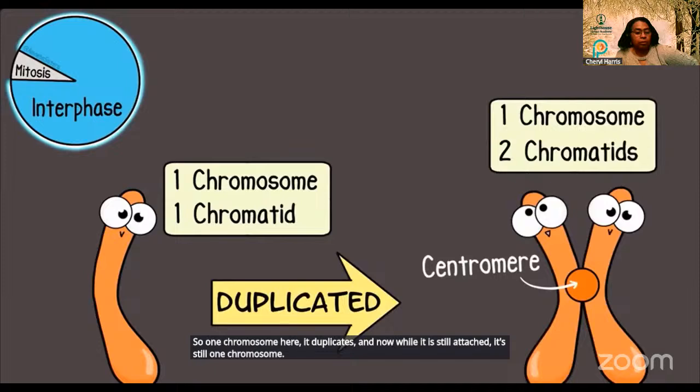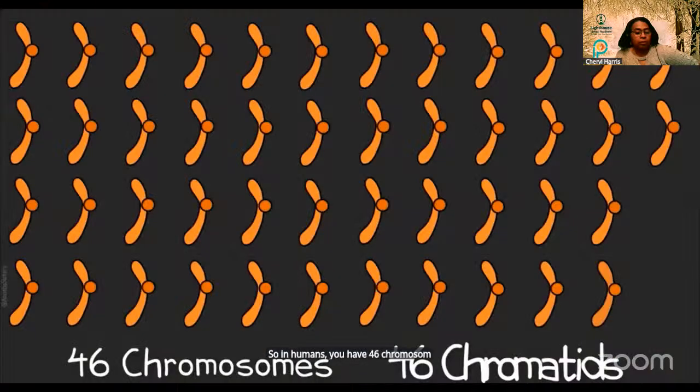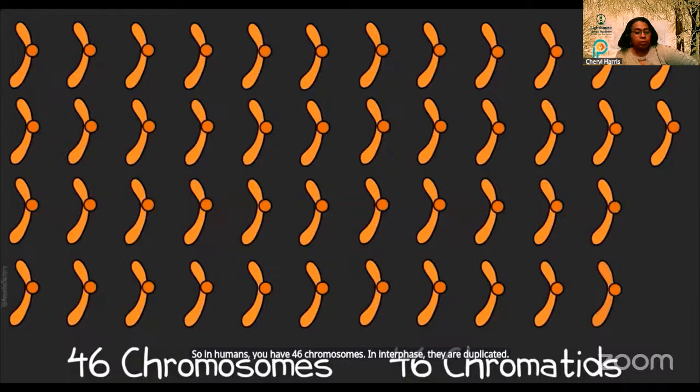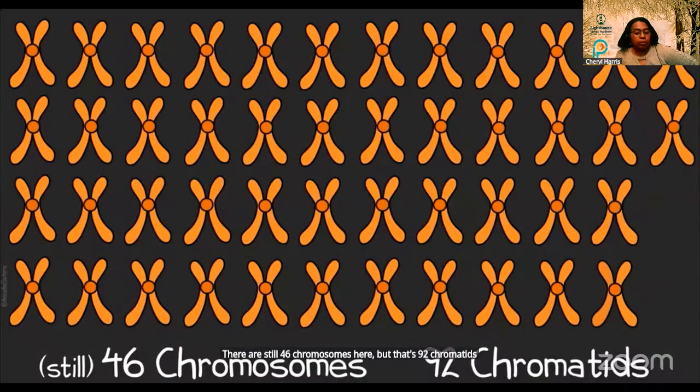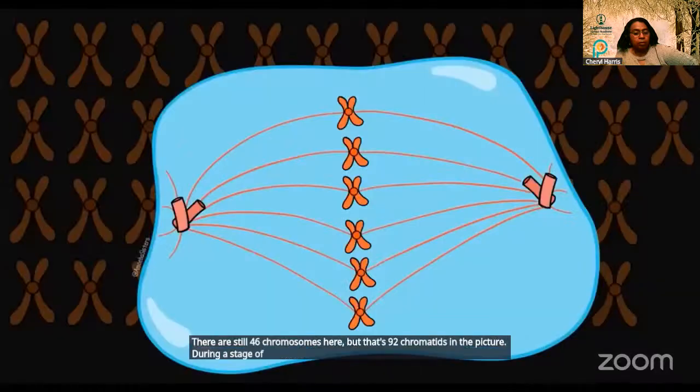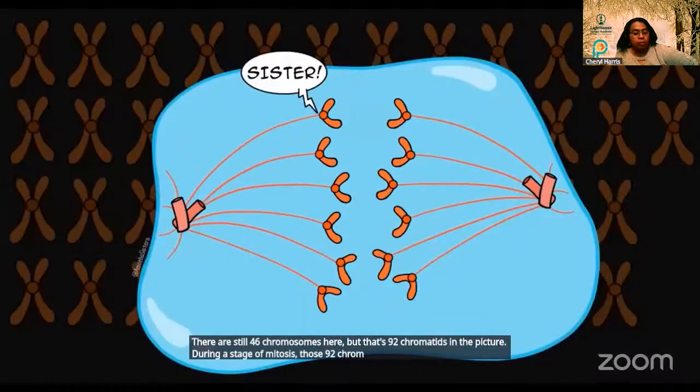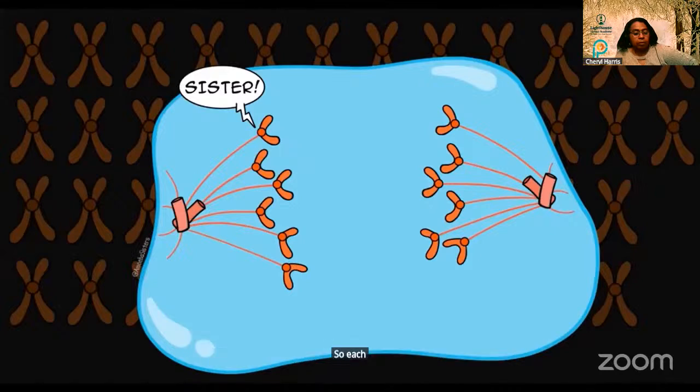So in humans, you have 46 chromosomes. In interphase, they are duplicated. There are still 46 chromosomes here, but that's 92 chromatids in the picture. During a stage of mitosis, those 92 chromatids get pulled apart, so each cell will have 46 chromosomes.